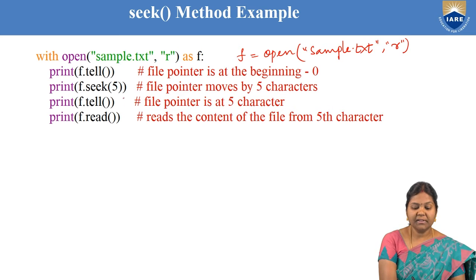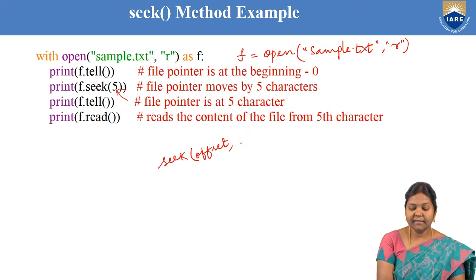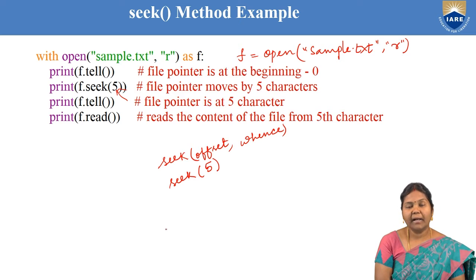Here you can see that seek takes 2 arguments. One is called the offset and the second one is called the whence. But if you are providing only 5, that is, only the offset, then whence will by default be taken as 0, which is from the beginning of the file. So from the beginning of the file, move your file pointer by 5 characters.